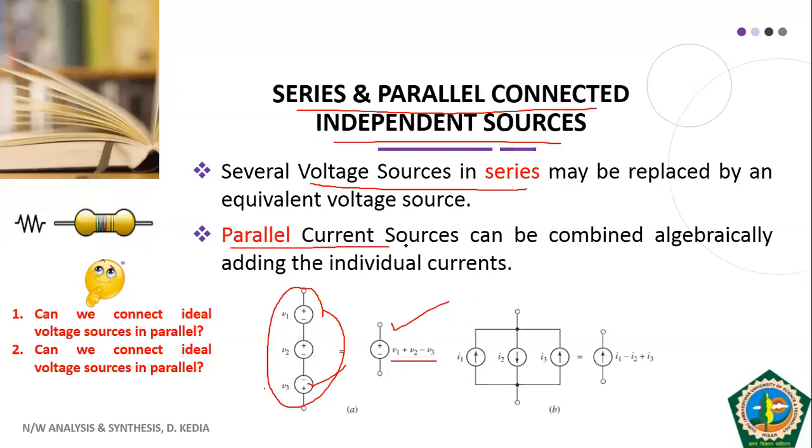Similarly, current sources, when they are parallel to each other, can be combined algebraically. Here you can see I1 upward, I2 downward, and I3 also upward. The equivalent current source will be I1 plus I3, because they are in the same direction, and I2 will be subtracted. So we'll have the equivalent current source as I1 minus I2 plus I3.